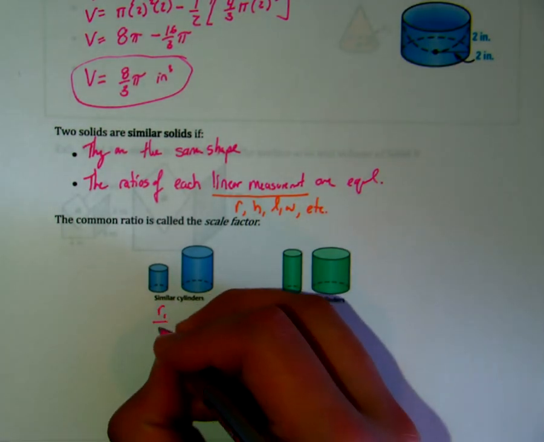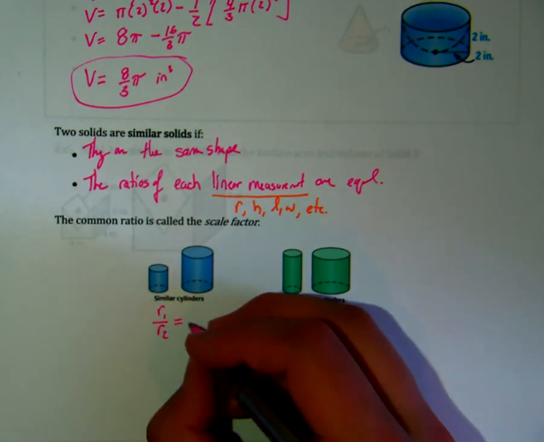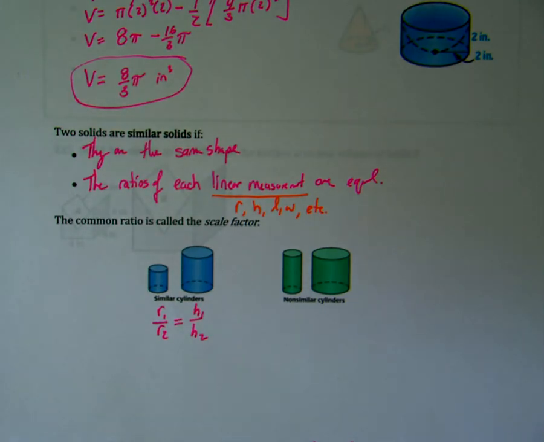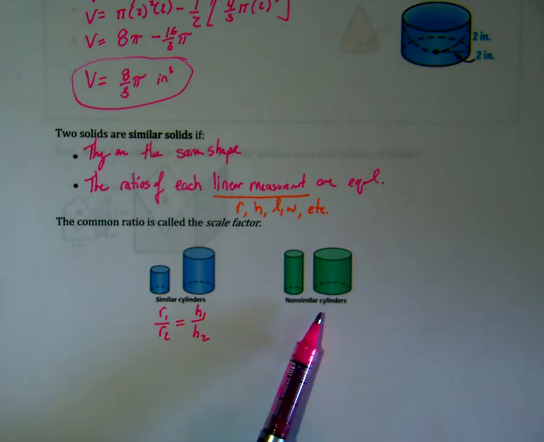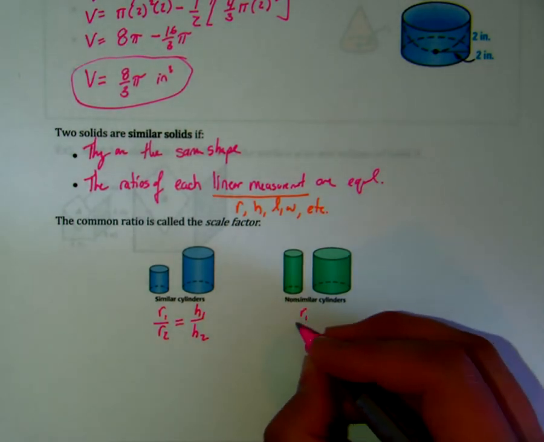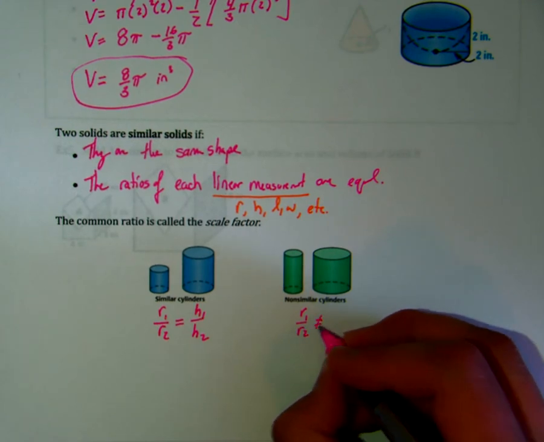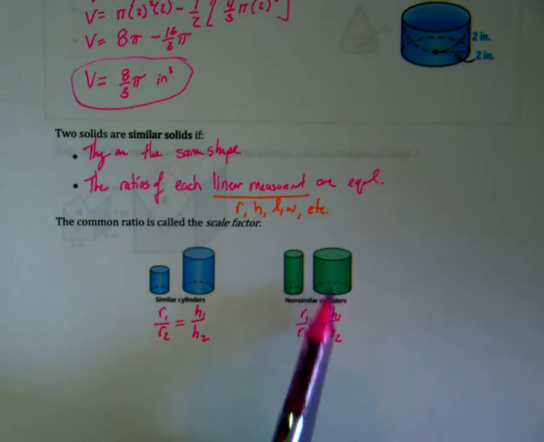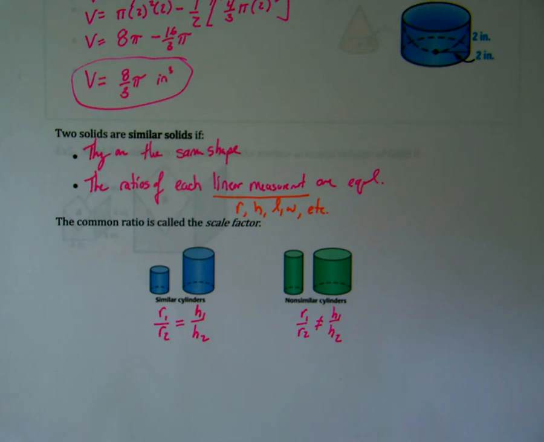Okay, so the ratio of the radii would be equal to the ratio of the heights. So radius and height are the only two measurements for a cylinder. Here, these cylinders are not similar, okay, because the radii are not the same and the heights are. So the ratio of the radii is not the same as the ratio of the heights. Okay, so if the heights were to be equal, then the radii would also have to be equal for those to be similar. In that case, they would be congruent, actually, as well. All right?